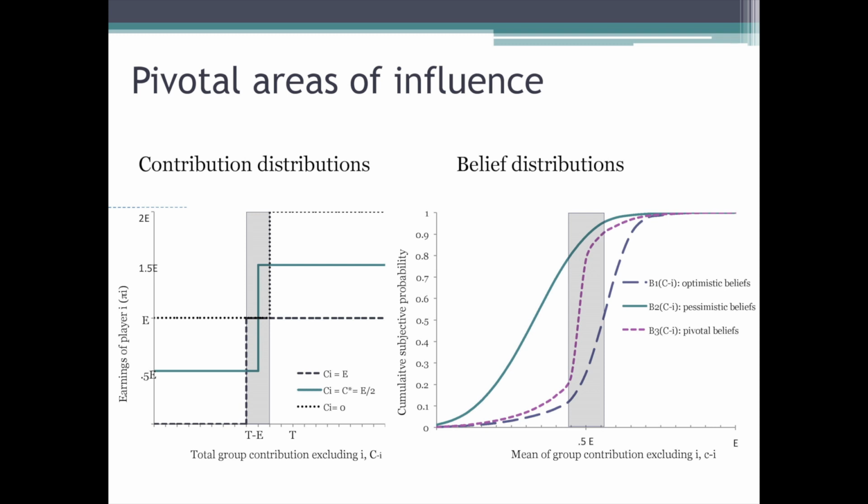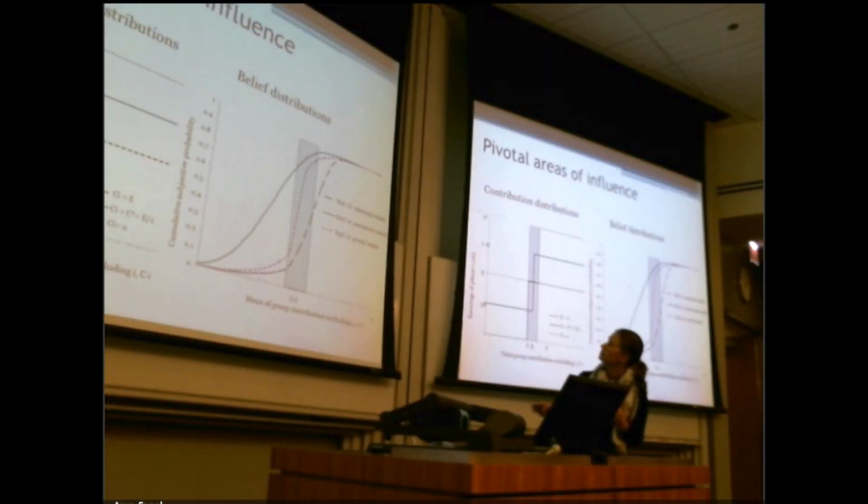So this basically looks at how people think about how much to contribute with respect to pivotal areas of influence. It looks at belief distributions of whether people think that the group will be able to meet the threshold without their help. If I think that I'm in a group of very generous people, then I will not be likely to contribute very much, because I know that the group will be able to meet the threshold regardless of what we personally contribute.